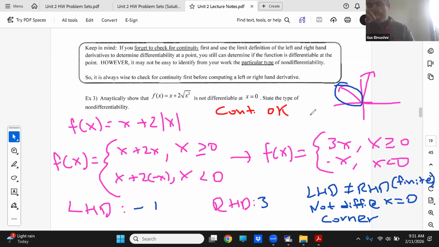Continuity is okay, right? What I would probably do is lead you to it. I'd probably say, "Hey, is this continuous?" So I'd probably do that. But you should state that. Yeah, that's a good idea.